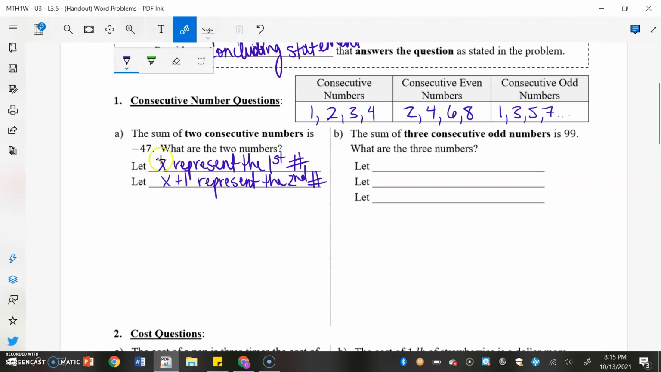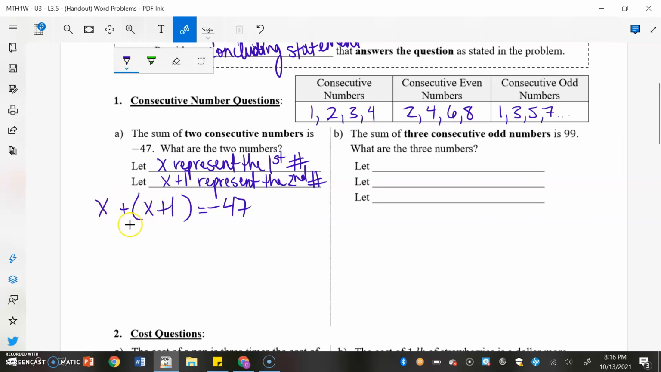Now here's where we have to break down the language in the question to make an equation. So the sum of two consecutive numbers is negative 47. So if we add the two numbers together, that should equal negative 47. So I'm going to take the first number plus the second number, x plus (x plus 1). Its sum should be negative 47. We have an equation here with x and some constants that we can simplify in order to solve.